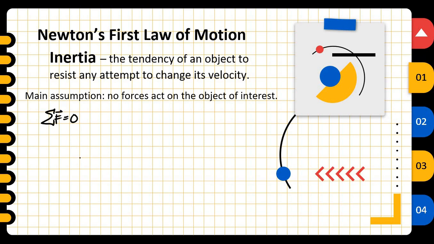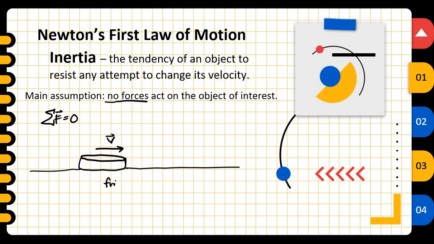Now, let's say for instance we have here a hockey puck. And since our assumption is that no forces shall act on the object of interest, this hockey puck is already moving at a certain velocity. So this is the velocity of the puck. Now, the puck is located on an ice rink. And since again no forces should act on the object, and we know that friction is a type of force, we will assume that the surface is frictionless.